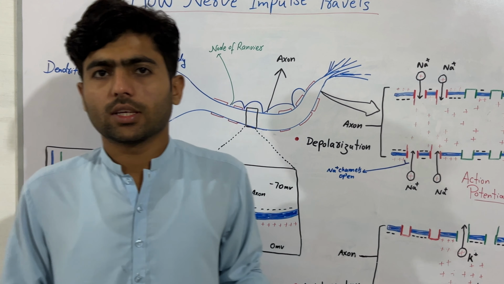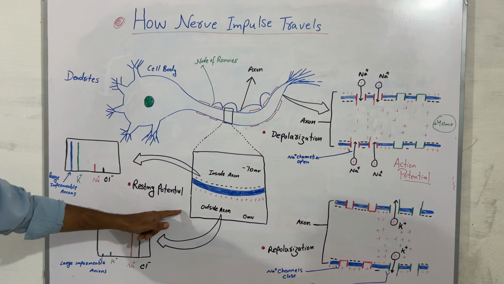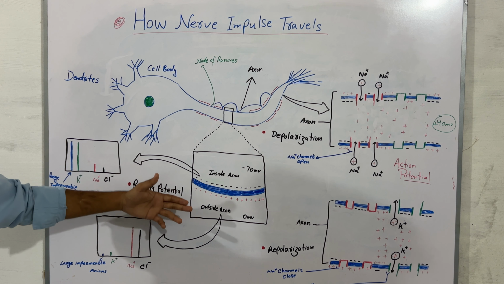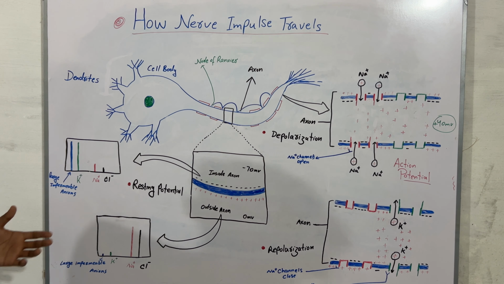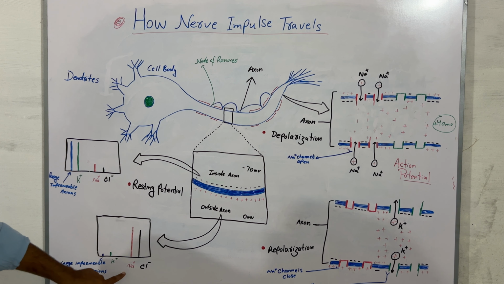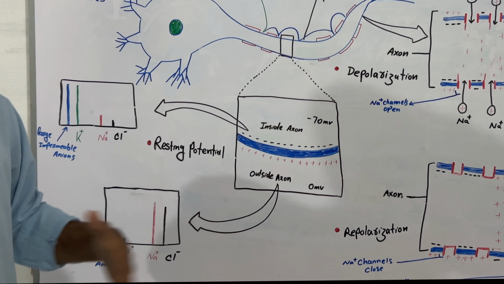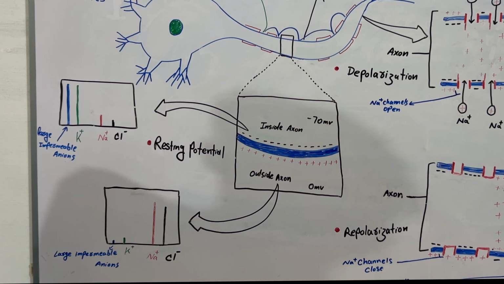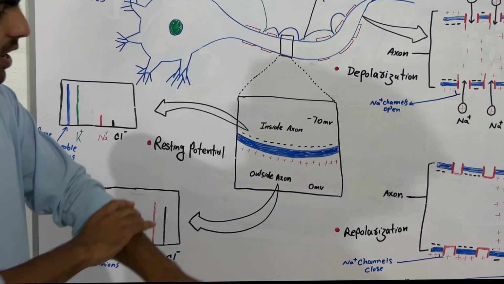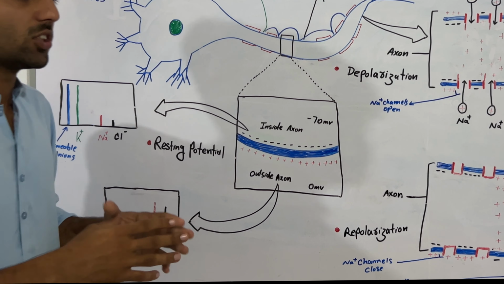Now, when the neuron is not sending any message, it is in a state called resting potential. The inside of the axon is negatively charged compared to the outside, about negative 70 millivolts. Why? Because of the uneven distribution of ions, more sodium outside and more potassium inside. And the sodium-potassium pump keeps pushing 3 sodium ions out and 2 potassium ions in, using energy from ATP. That's why the inside stays negative. The neuron is polarized, ready to fire a signal.